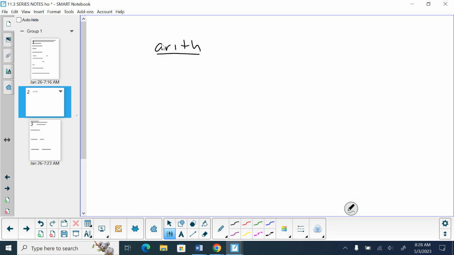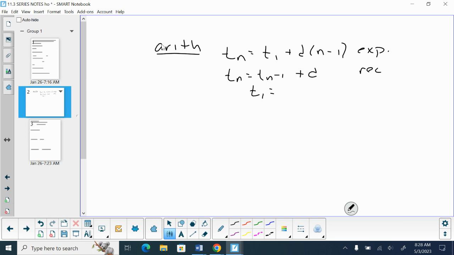When you're dealing with an arithmetic sequence, we can find Tn, some term number n, is equal to T1 plus d times n minus 1. This is your explicit formula. We now have the recursive formula where Tn is equal to Tn minus 1 plus that common difference d. You have to remember, though, to put T1 is equal to something; you need to know a starting spot for your T1.